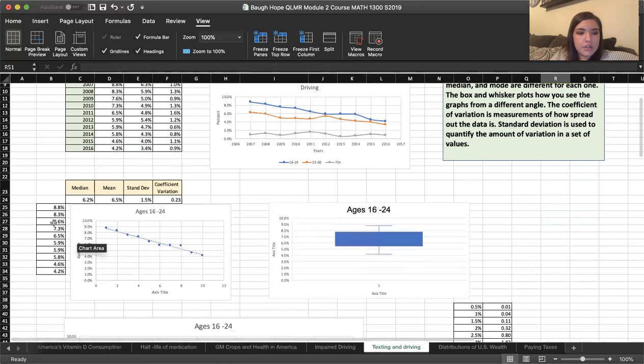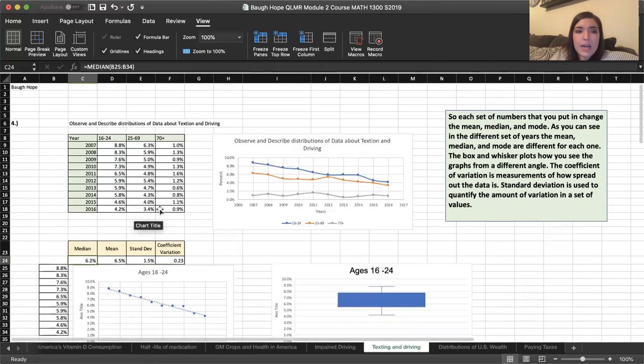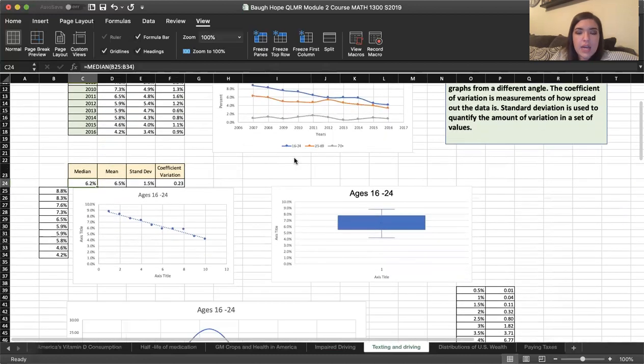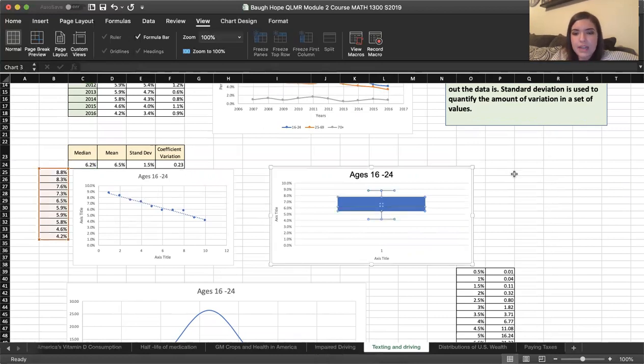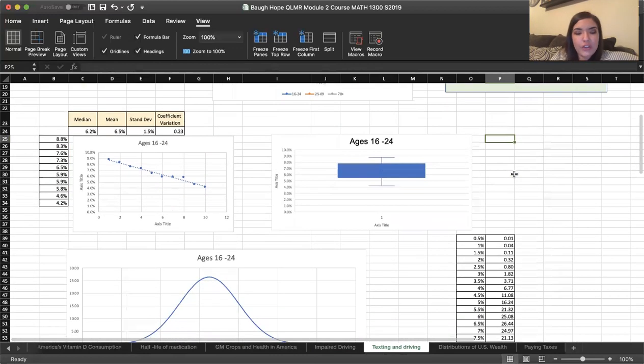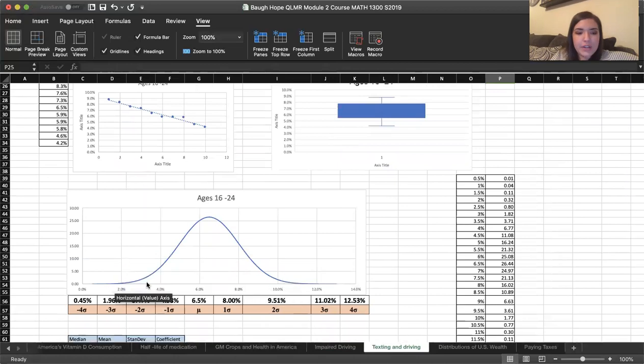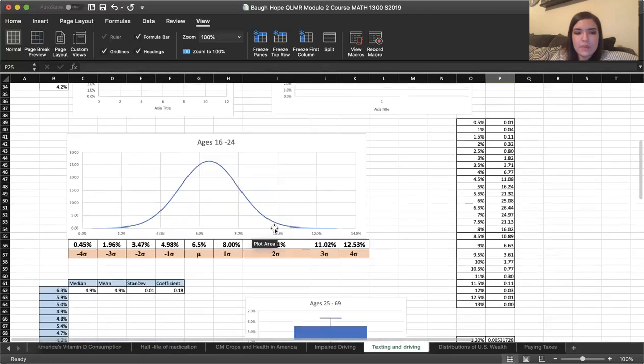So here you can see that the median is 6.2, and this is in the age bracket of 16 to 24. And this is data on texting and driving. And this is a box and whisker plot. And you can see that the 6.5, the X, is right there. So that's pretty neat. I love box and whisker plots because I think they show a really neat side of graphs that not all other graphs show. And here is the bell-shaped curve. And you can tell, 6.1.